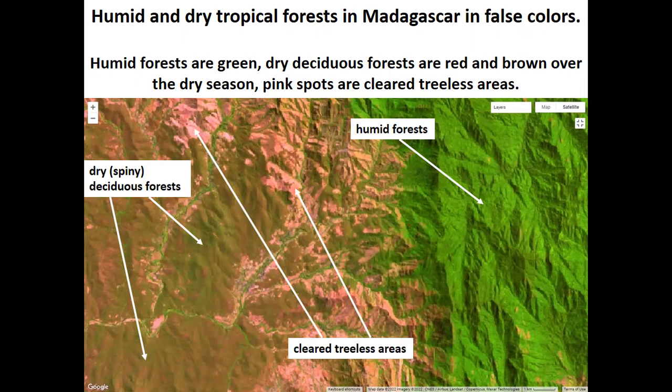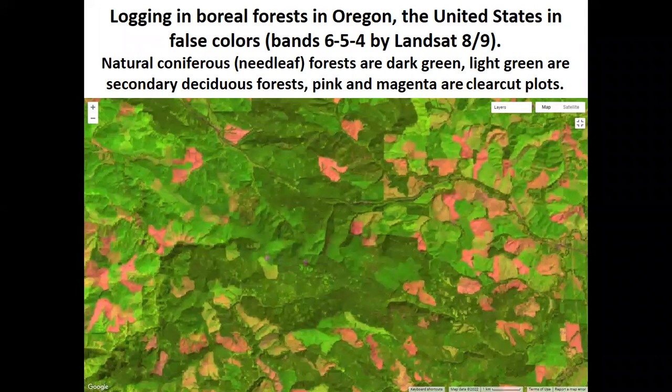And also you could see some pink areas. It is just treeless, probably cleared from forest for some agricultural purposes, so probably all of these spots are human-made.